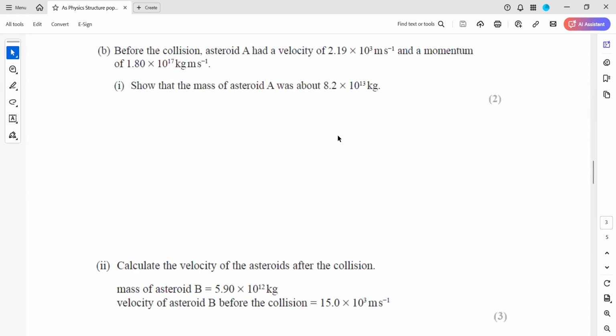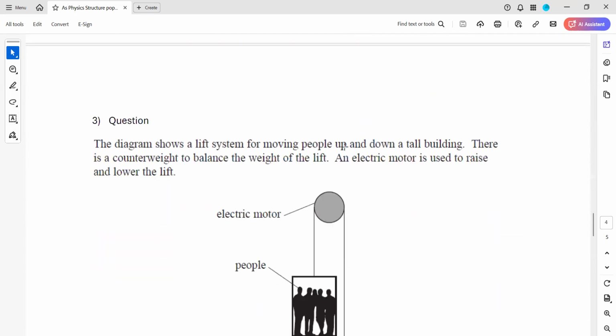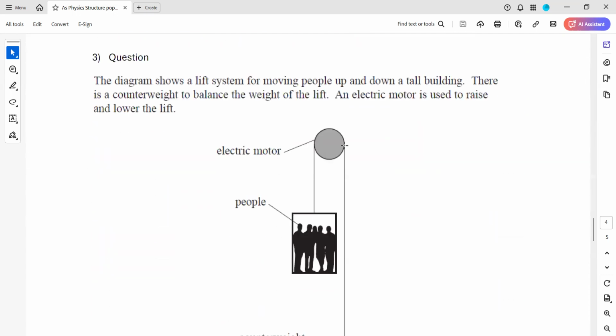Part B, 1 and 2. Okay. Question 3, part A, any doubt?